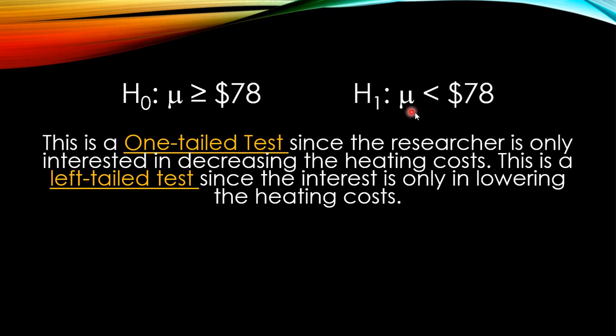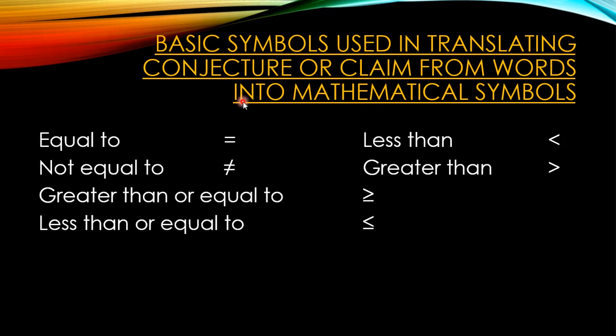So, ang alternative hypothesis natin is mu is less than $78, samantalang ang null hypothesis natin ay mu is greater than or equal to $78. Kasama pa rin natin si equal. Okay. Now, ito yung mga symbols na palagi nyong makikita sa hypothesis testing.